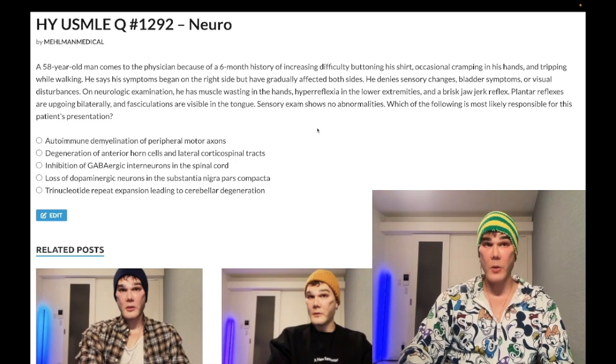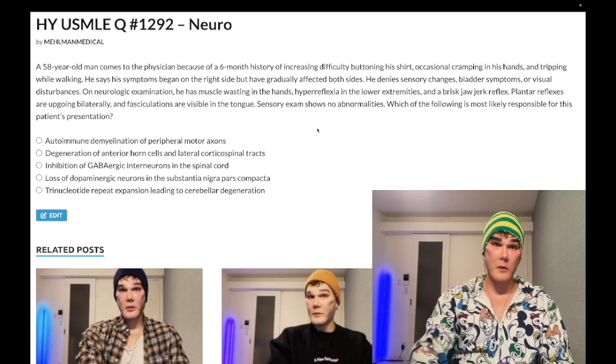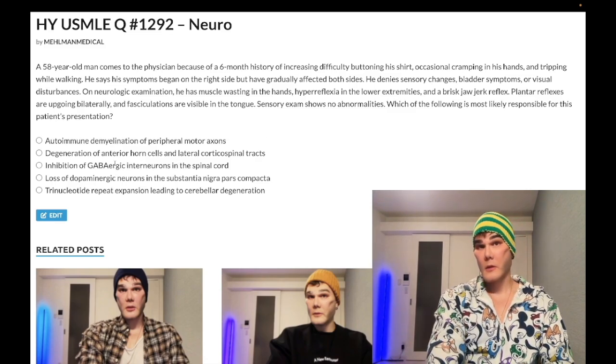Neonates, where they said kids born at home, umbilical cord was cut with a kitchen knife, tied with twine, and now has an arched back. Okay, so that's just tetanus. Wrong answer. Choice D, loss of dopaminergic neurons, substantia nigra pars compacta, very easy one to eliminate.